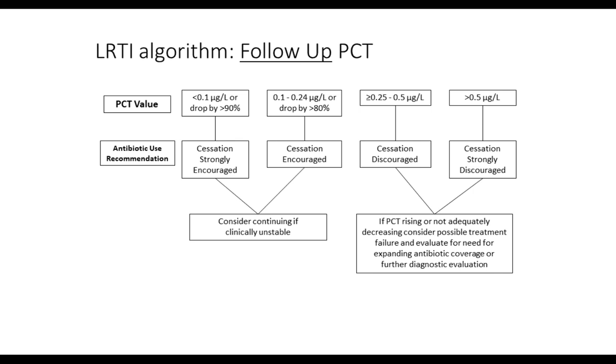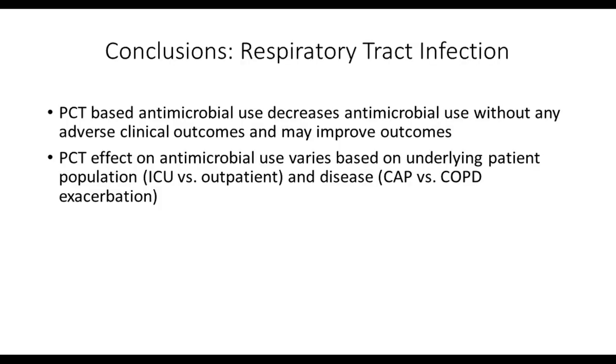And then we use a similar algorithm for follow-up, where if it's less than 0.25 or drops by 80%, we encourage discontinuation. Now, if it's rising or not adequately decreasing, that's where we say, hey, let's take a second look and make sure we're not missing anything. And so just some conclusions from these respiratory tract trials. PCT-based antimicrobial use decreases antibiotic use without any adverse clinical outcomes, and there's a suggestion it may improve outcomes.